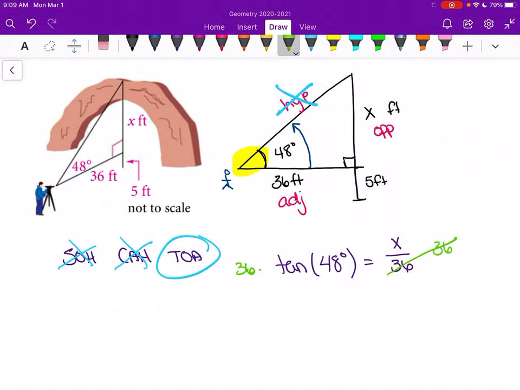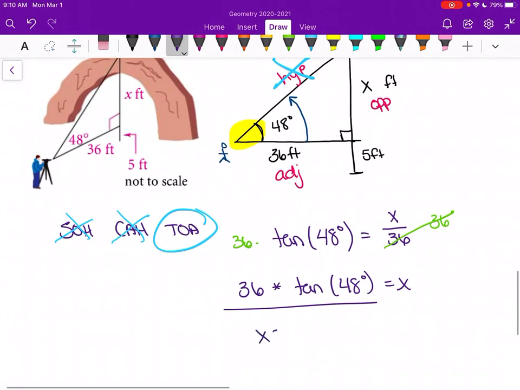And it cancels here. So then I get that 36 times tangent of 48 degrees equals x, and you can plug that into your calculator. Your calculator is smart. You don't have to do tangent of 48 first and then multiply by 36. You can type it in just like that. So 36 times the tangent of 48, and we should get 39.98.